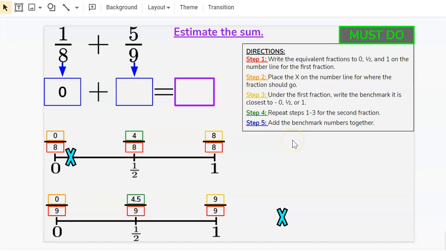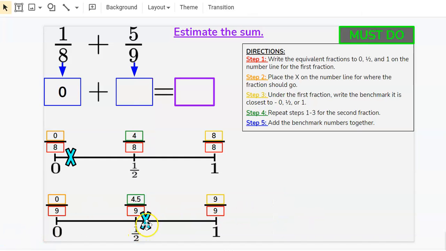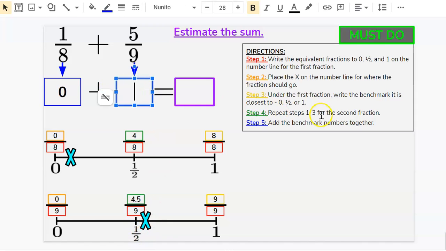Now I need to place our x on the number line for 5/9. Well, if this is 4.5/9, 5/9 is going to be just a tiny bit more than that. This x is very close to 1/2. So if I was estimating, I would say 5/9 is about 1/2. So right here, I'm going to put 1/2.